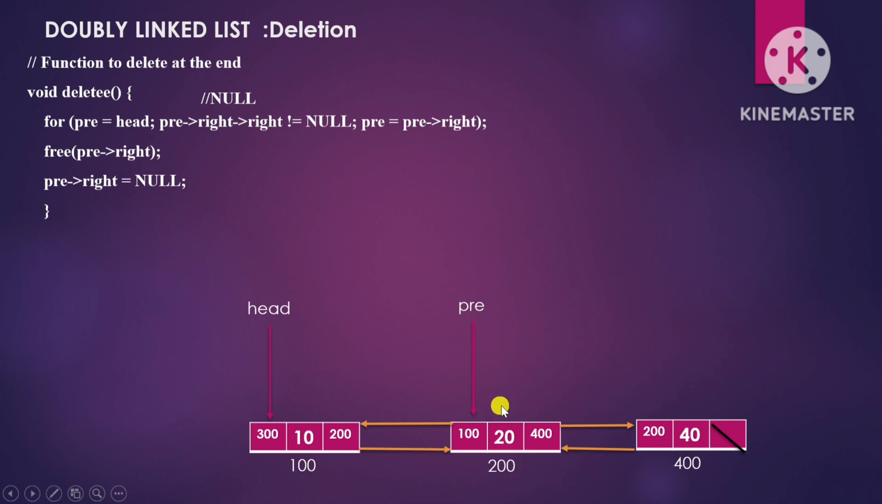So pre right வந்து இதுதான் pre right வந்து 400. இந்த 400 என்ற address ஐ வந்து free பண்றேன். அந்த node உடைய address ஐ free பண்ணும்போது இந்த node உம் delete ஆயிடுது. So இந்த node delete ஆயிடுது. Next pre right, இதுதான் pre உடைய right ல வந்து null store பண்ணிடுறேன்.